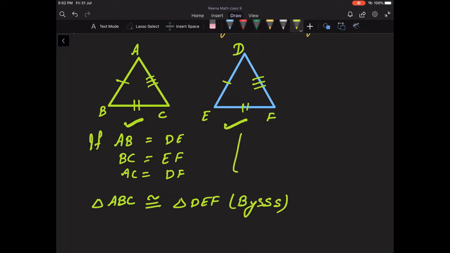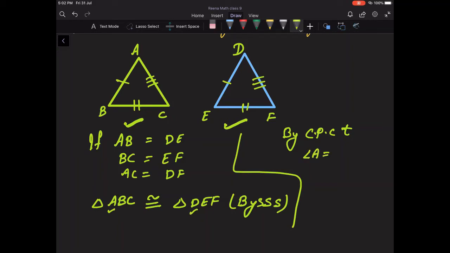Then after proving these two triangles congruent, we can apply CPCT. You can see the sides are already equal. Now we can make the angles equal according to CPCT. So angle A will be equal to angle D.